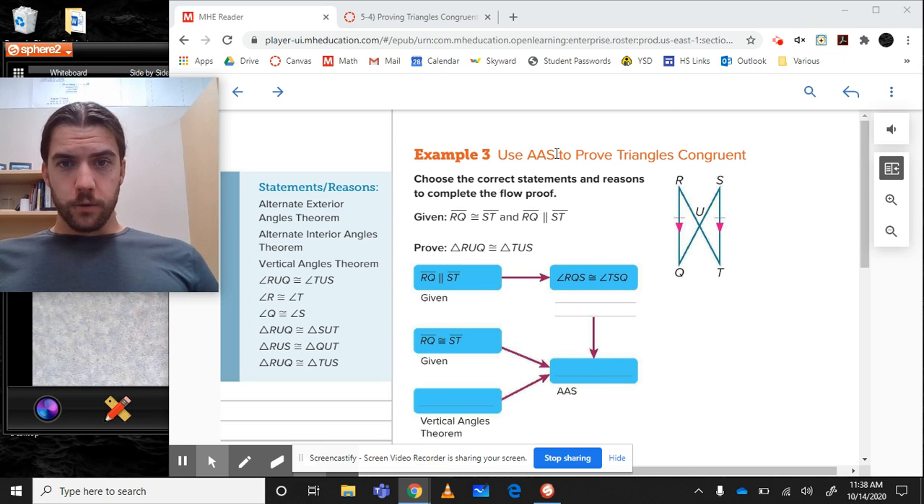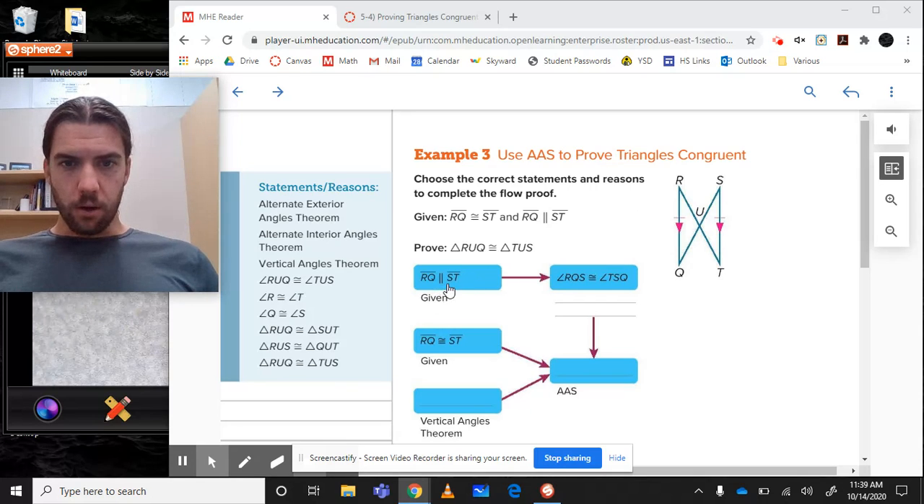Okay, so we're going to go through example 3 where we're going to use that angle side idea to prove that these two triangles are congruent. We're going to complete a proof that says so. So we've got some given information that line segment RQ and ST are congruent. So RQ, ST, these two vertical lines are congruent, and RQ is parallel to ST. Okay, so they're parallel and they're congruent. That is all we know at the beginning.